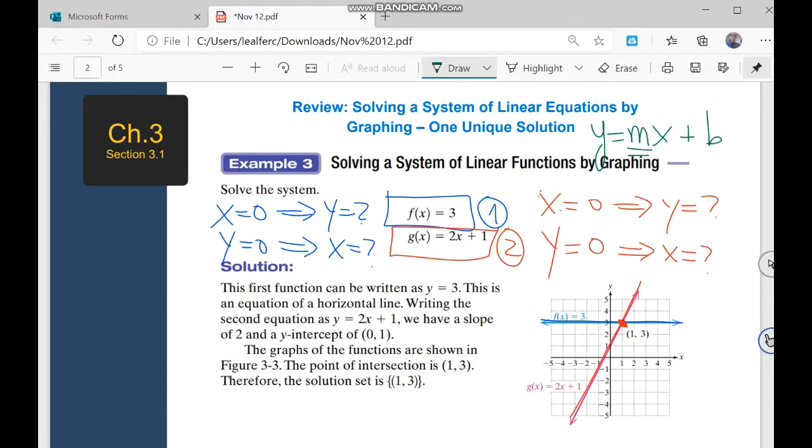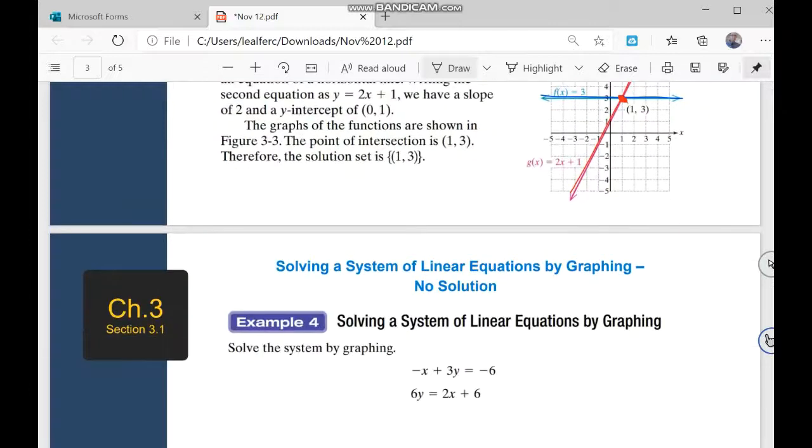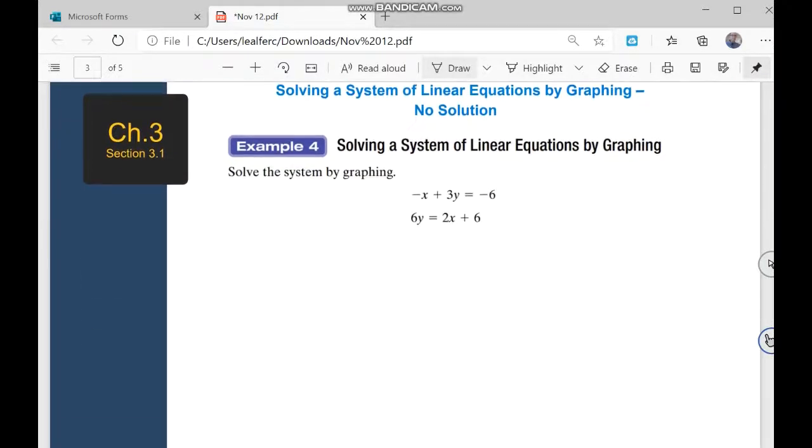Remember, this is the slope, this is the y-intercept. Instead of finding x and y, we will modify the equation and make it look like the slope-intercept form, so we can identify the slope and the y-intercept. Okay? Let's check. The example that we're going to work today is on the next slide.